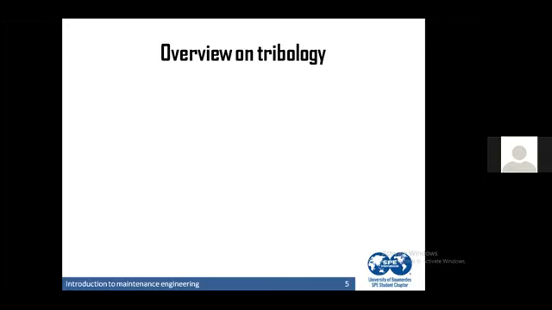Now, to understand what's happening in reality within our equipment during those three steps, we need to use science. We call it tribology. A lot of you haven't heard about this science before, but for a maintenance engineer, this is the main science for him. This is his utility or tool to understand what's happening exactly in his equipment.